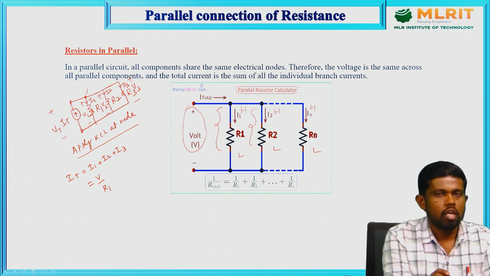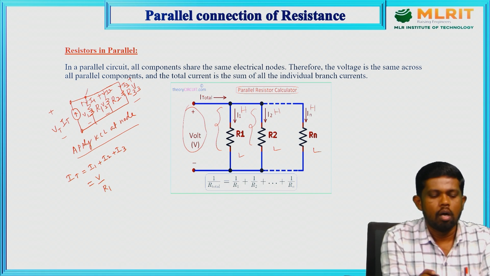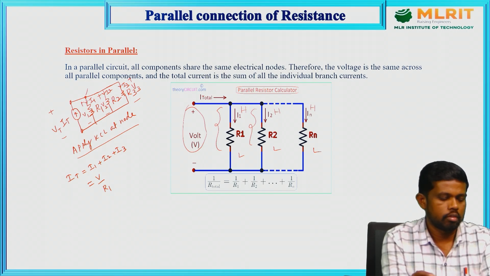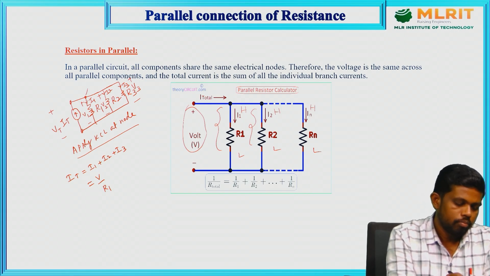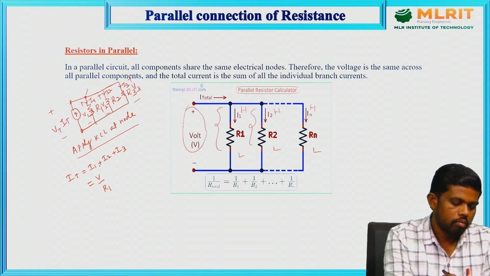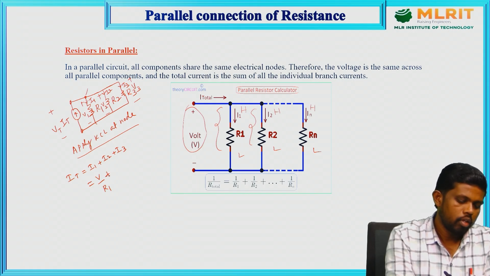What I want to say is that in a parallel connection there is no voltage drop. Whatever voltage is given by the source, the same amount is taken by each and every element. But there is a division in the current. That's why the current is divided in a parallel connection while the voltage stays constant. Now let us elaborate this expression. According to Ohm's law, I1 equals V by R1, I2 is V by R2, and I3 is V by R3.